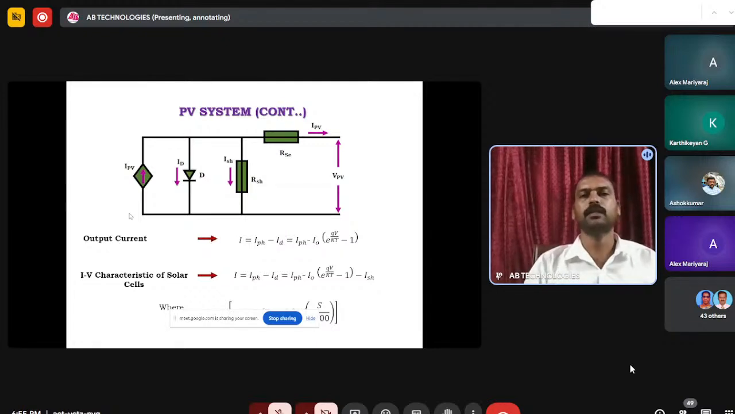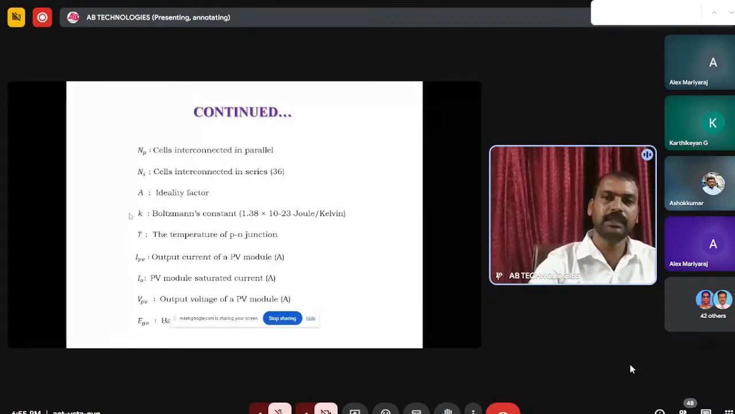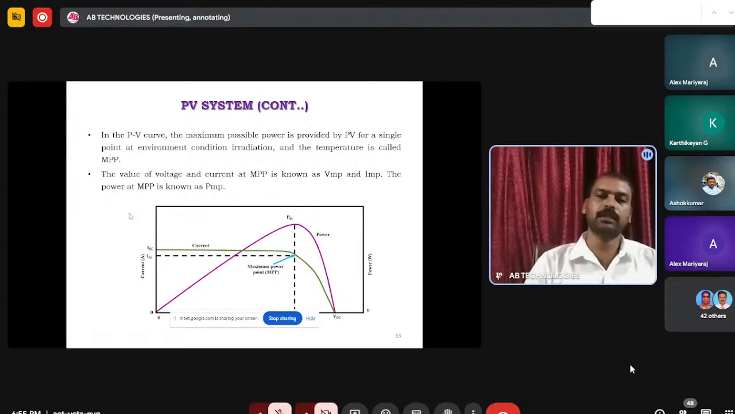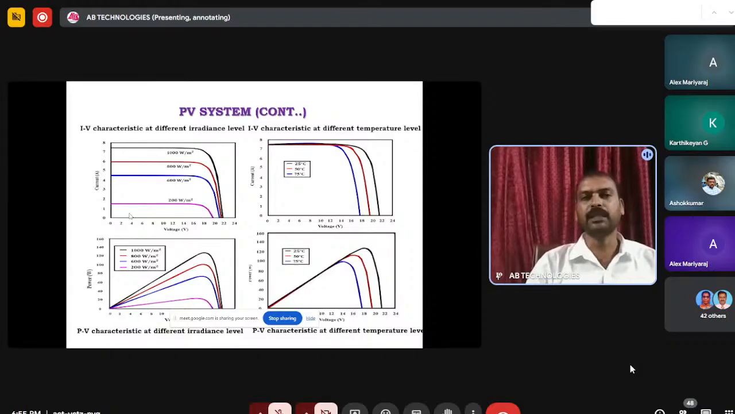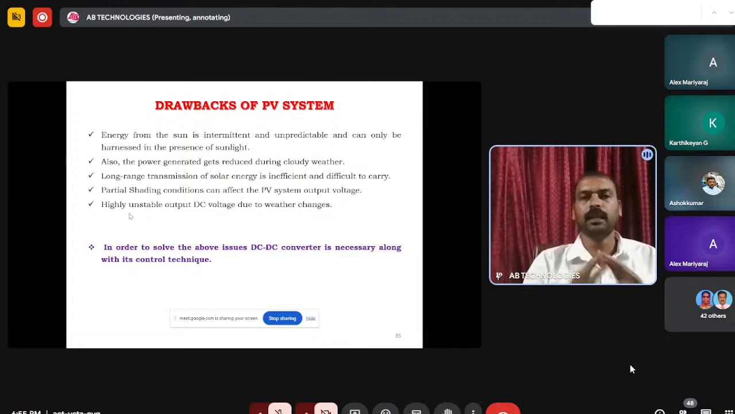This is the way the solar panel generates, that means converts, sunlight into electricity. But due to the temperature and intensity variation, you cannot get a constant output voltage from the PV system. So this is the PV curve as well as the IV curve. It is not possible to maintain constant. If temperature varies as well as intensity varies, immediately the output voltage as well as output power of the solar panel will increase or decrease. It affects the overall system. So these are the drawbacks of the PV system.